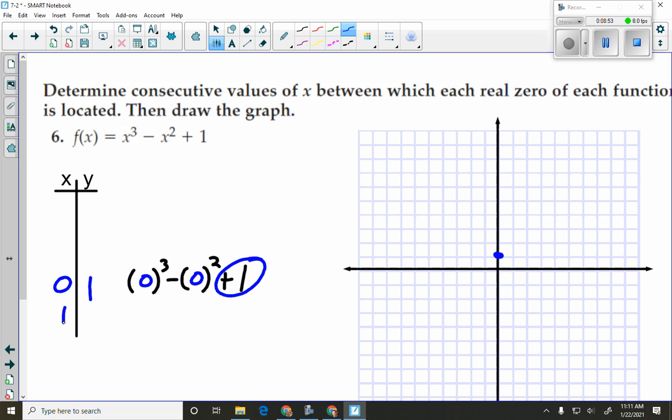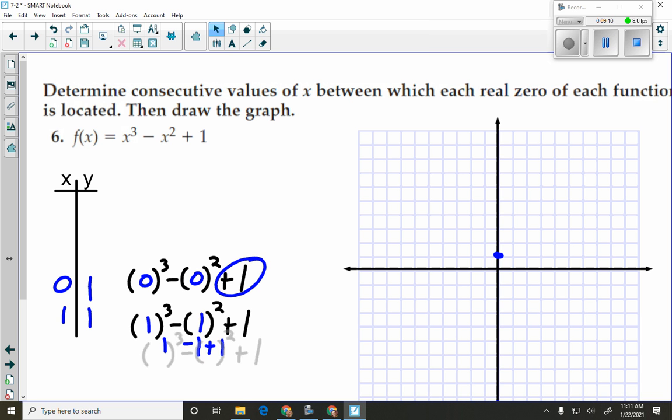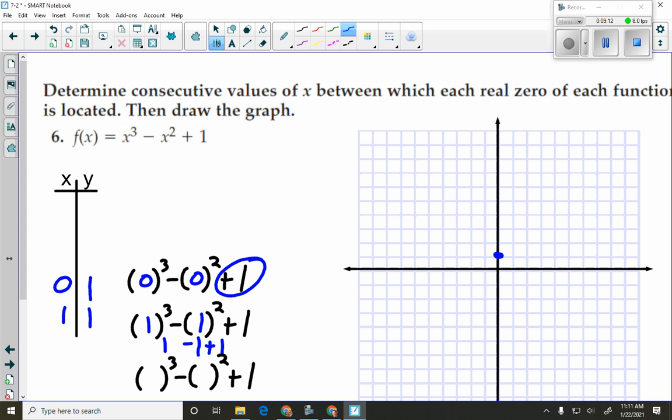Next, I like going positives first. So let's put this in an equation again. Let's put in that 1 for x. 1 cubed is a 1, minus 1, and plus 1. So we're looking at another 1. Kind of weird, but okay. Just keep finding it. We're just going to keep on going.